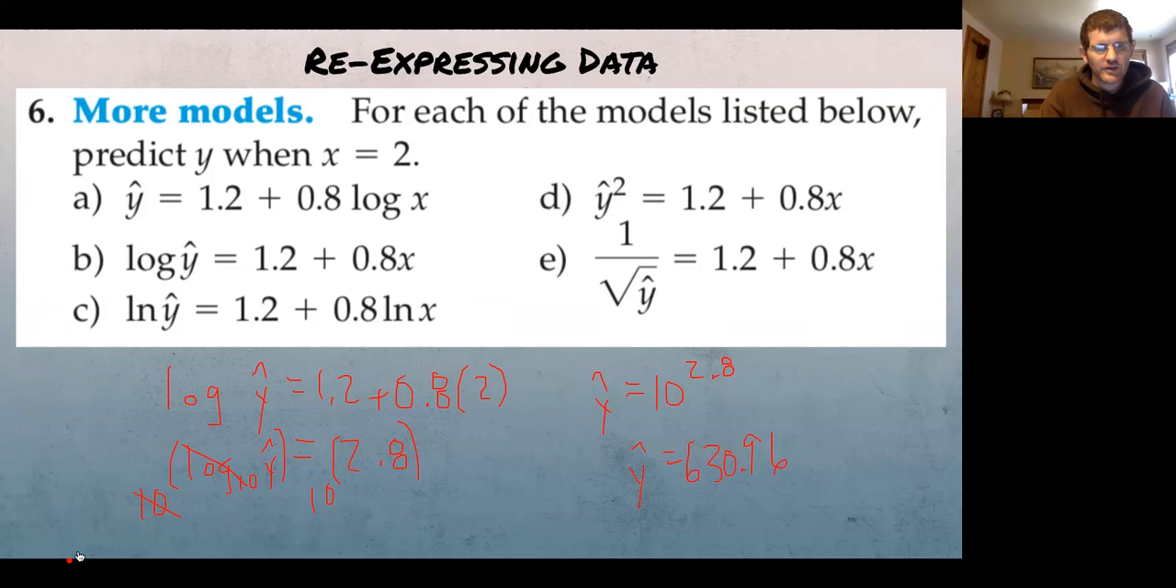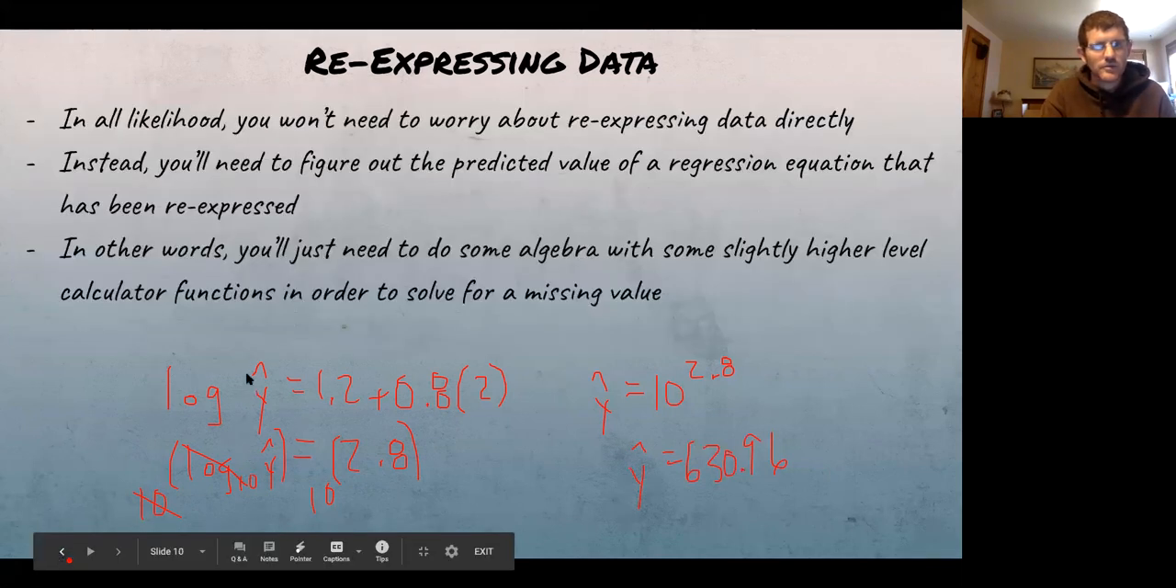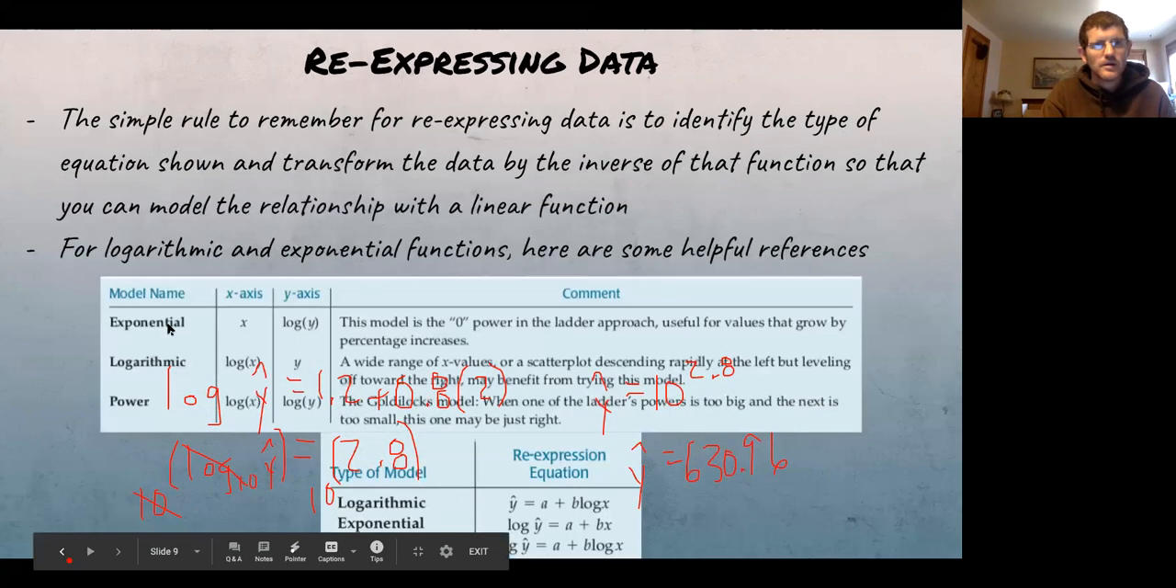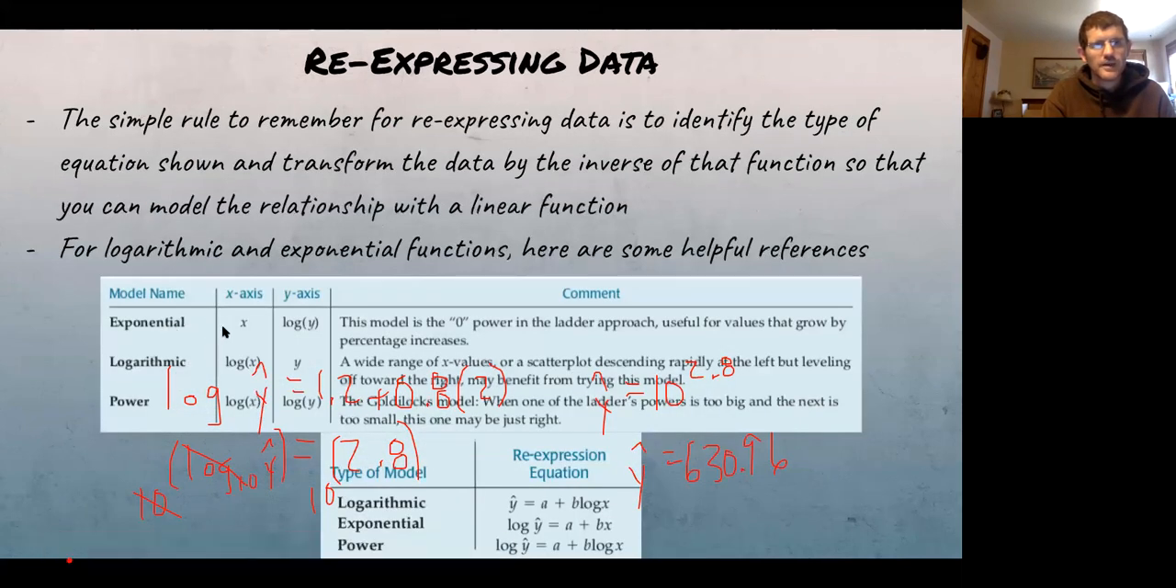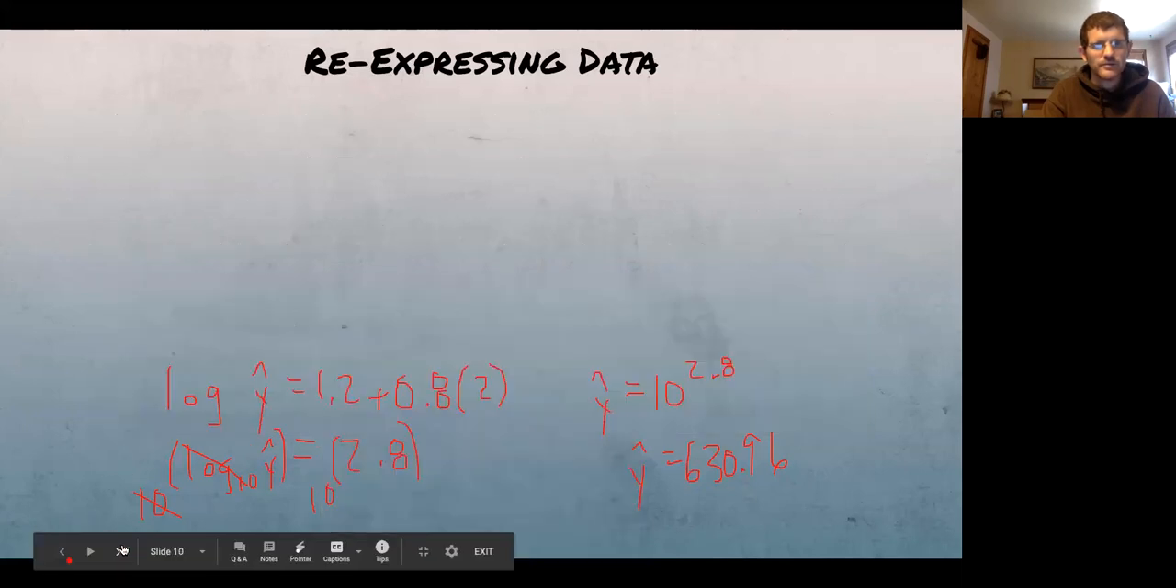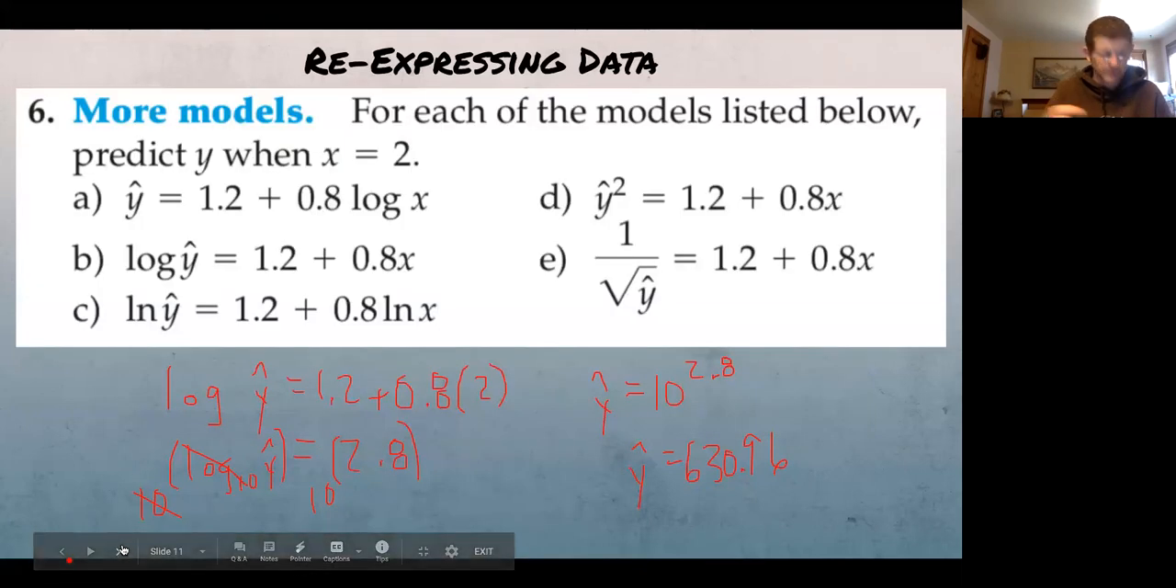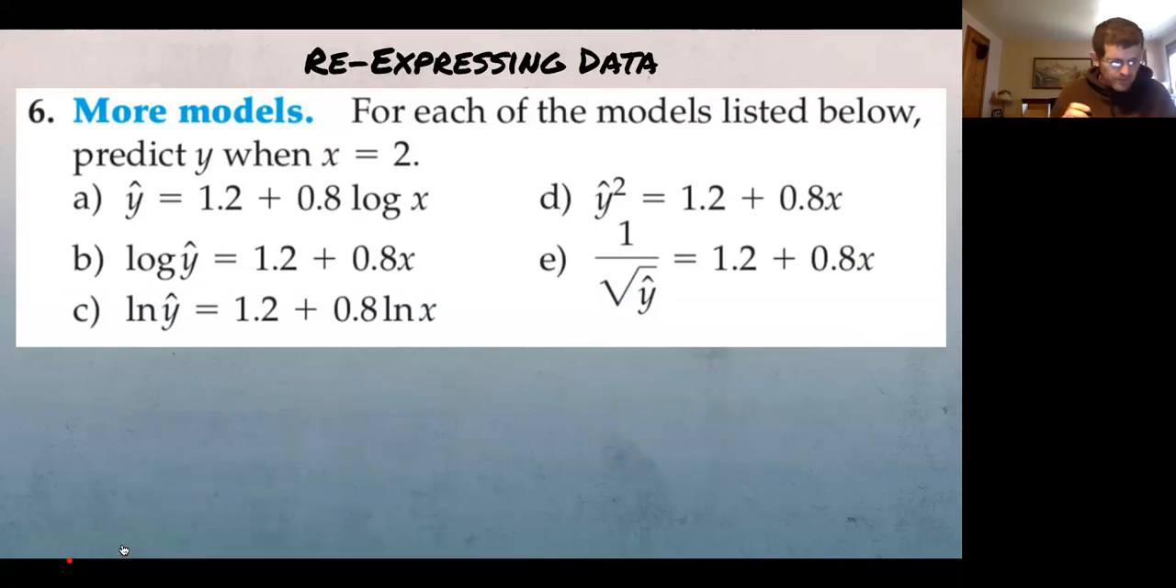I want to go back and check something real quick. Make sure I didn't screw you guys up. I feel like I was saying something wrong. All right. Yeah, so if it was exponential before, we would do the log of the y values. It seemed right at the time. I wrote it wrong. All right. Again, we won't necessarily have to do that calculation.